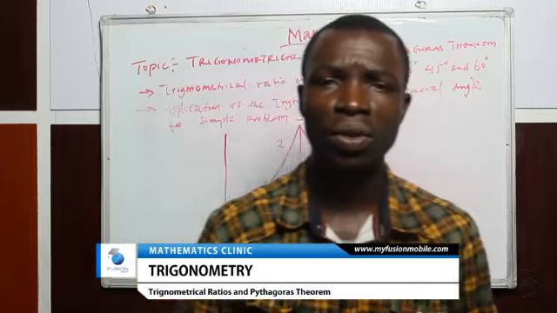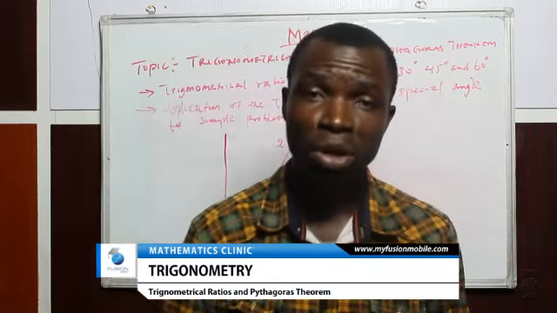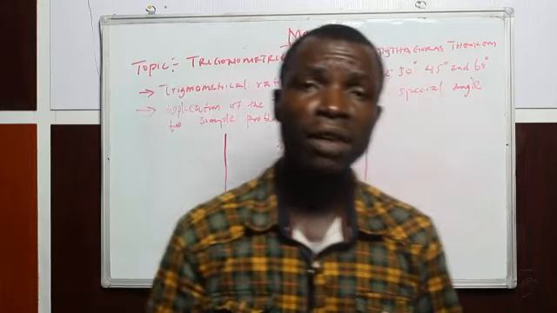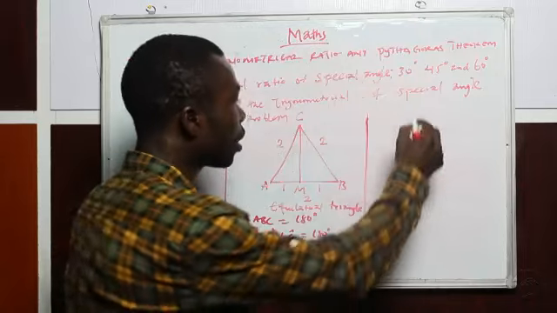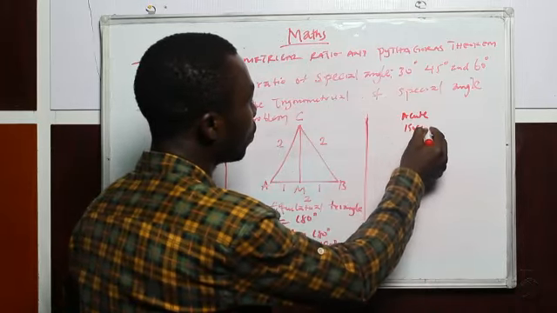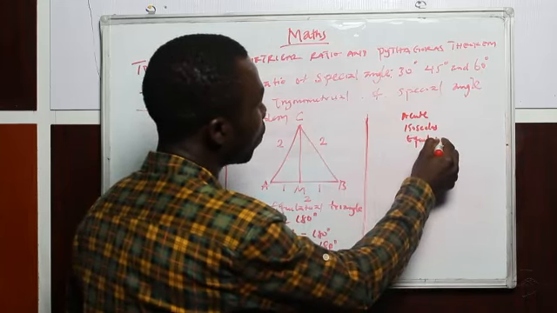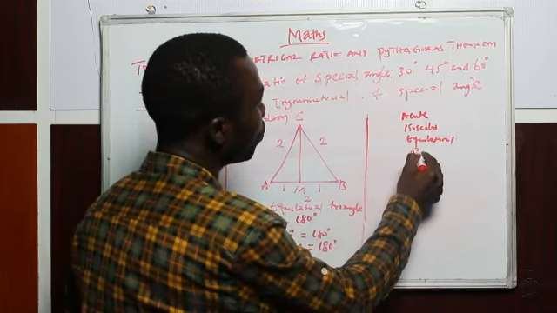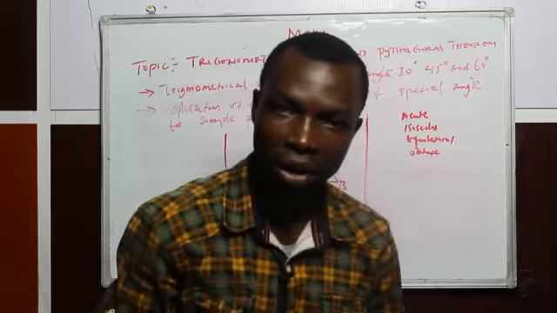Earlier, we discussed the meaning of trigonometry. Trigonometry means the measurement of triangles. We all know we have different types of triangle. We have acute triangle, isosceles triangle, equilateral triangle, and obtuse triangle. All these are triangles that we have.